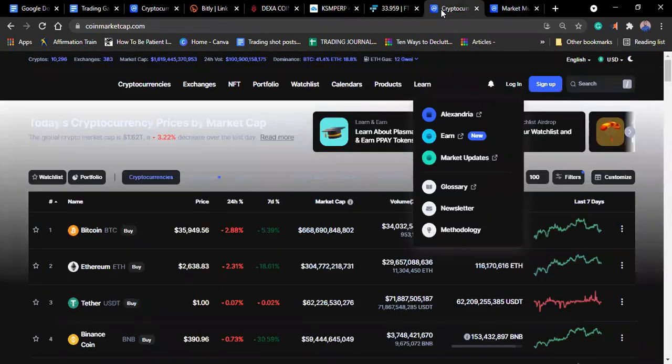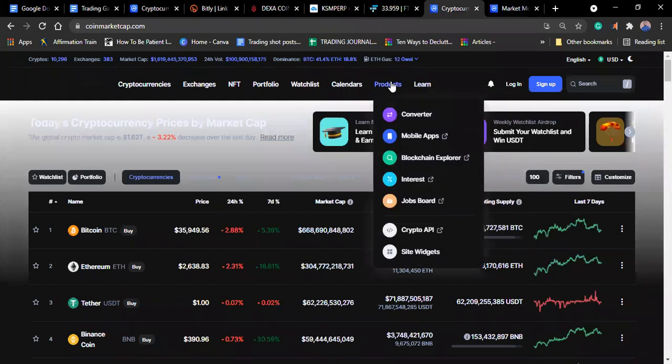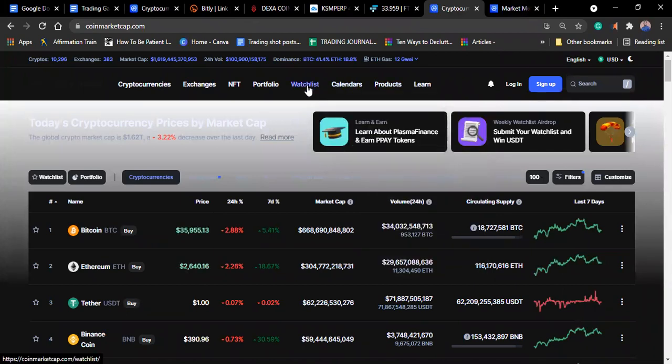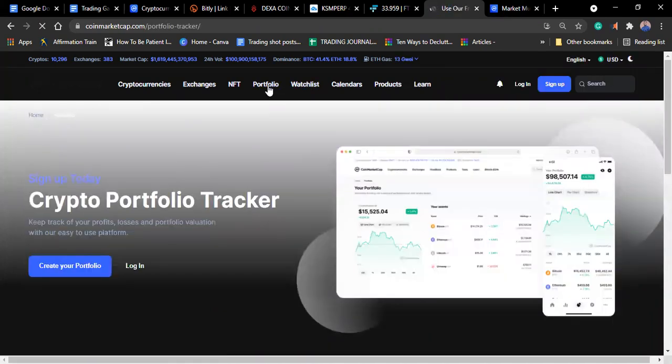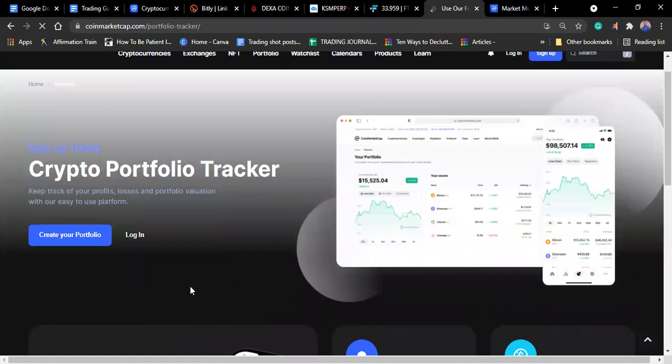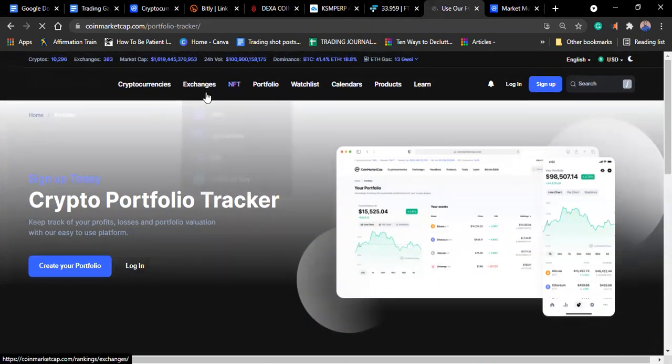So another thing, we're looking at learn. You can look at products, calendars. I already showed you how to use calendars. Then you can create a watch list. Portfolio tracker, you have to be logged in to be able to do this. Portfolio tracker is for when you don't want to be logging into your Binance account all the time. So instead, just list the coins you bought and the price that you bought them at inside the portfolio tracker. So as the market goes up or down, the figures in your portfolio will be changing accordingly. So that's what a portfolio tracker is.